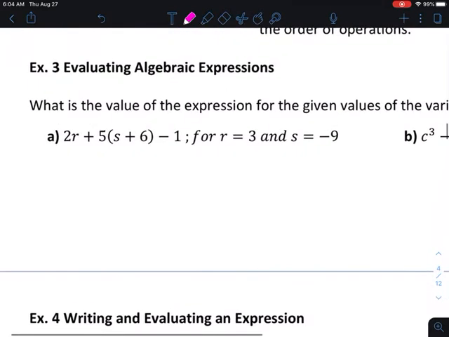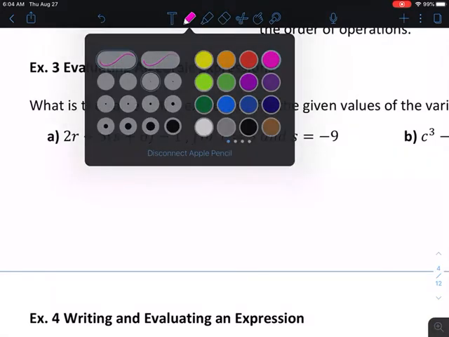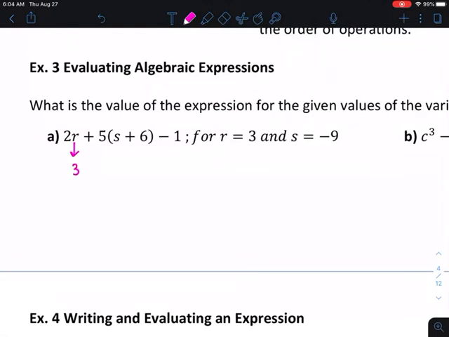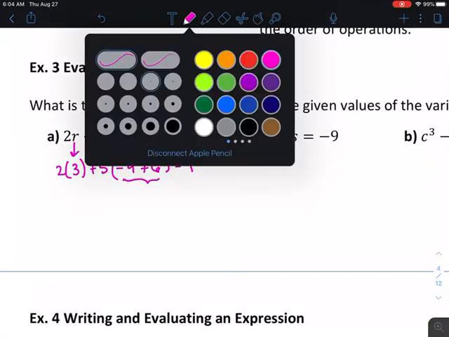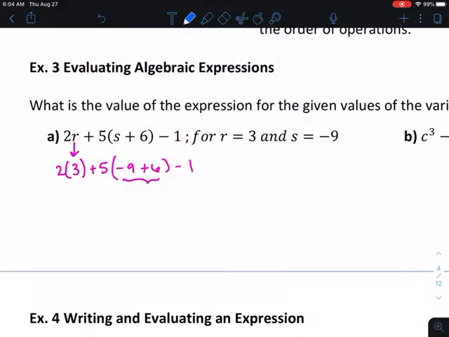So I'm going to zoom in here a little bit. If I have r is equal to 3, wherever I see an r, I'm going to replace it with 3. So we have 2 times 3 plus 5 times, in place of s, they tell us we have a negative 9 plus 6 and a minus 1. Some order of operations, I see some parentheses that need to be taken care of. So that means I'm going to have negative 9 added with 6 gives us a negative 3.